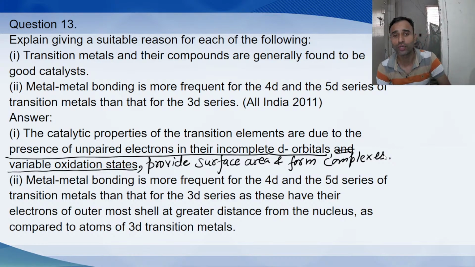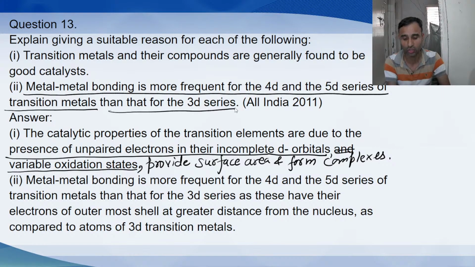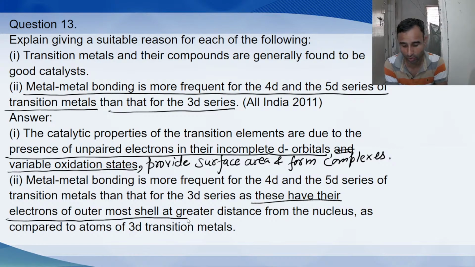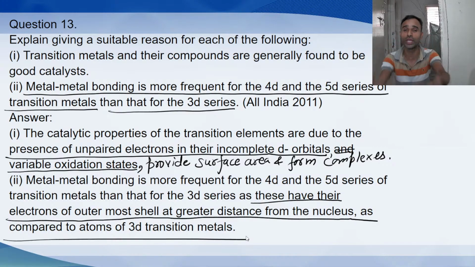Metal-metal bonding is more frequent. Just now we have done that. The metal-metal bonding is more frequent for the 4D and 5D series of transition metals than for the 3D series. So the reason is this one. These have their electrons of the outermost shell at a greater distance from the nucleus, and therefore they are more free to be shared. They are more free to be involved in bonding. So their metallic bonding is strong. Just now we have done that.